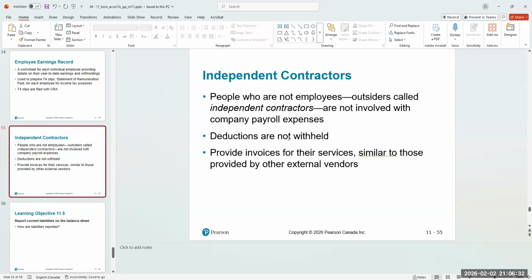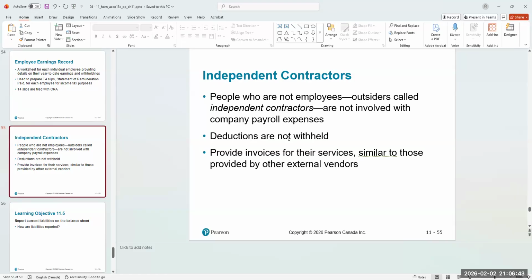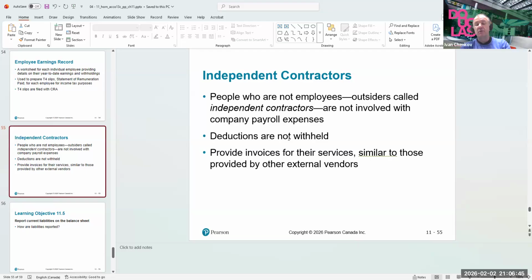People who are not employees of the company and are hired by the company to provide certain services are independent contractors. An independent contractor is not an employee of the company. For that reason, they have a contract for certain work. When that work is done, they're done. They're paid and it's over.